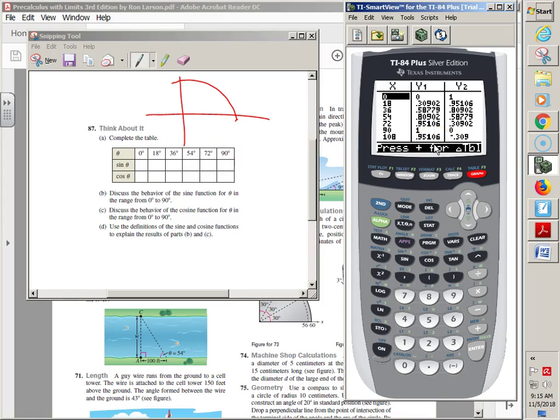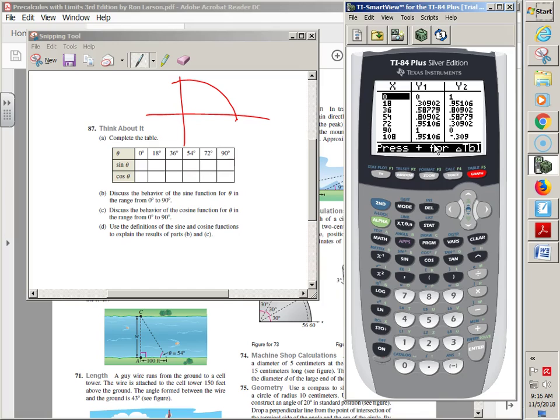How'd you guys answer for letter B? Yeah, Gavin. Good. Between 0 and 90, sine will increase as theta increases up to its maximum value of 1.